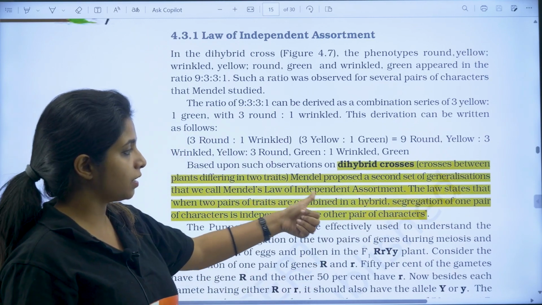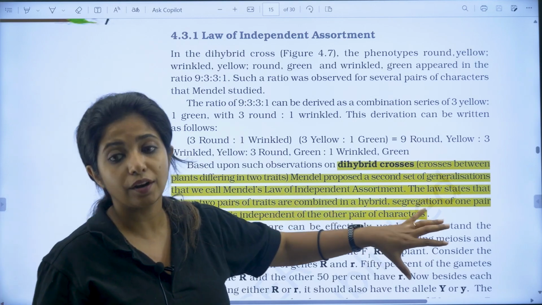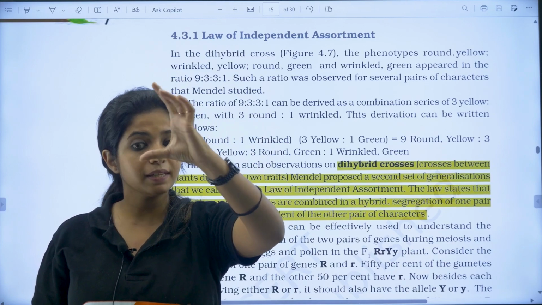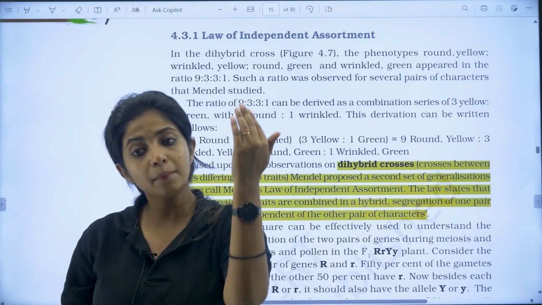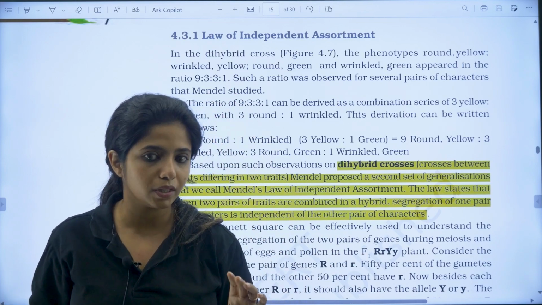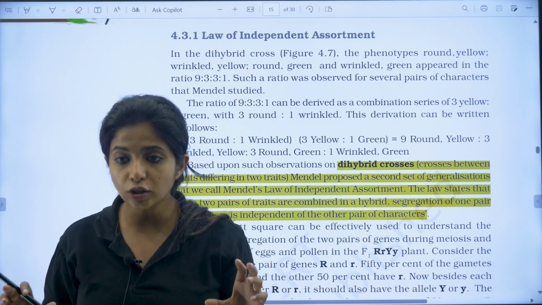When 2 pairs of traits are combined in a hybrid, segregation of one pair of characters is independent of the other pair of characters. For example, round is a character that talks about the shape of the seed. Now it can be round yellow, it can be round green. It is not always saying that round will always be with yellow or round will always be linked with green. It's not like that. Why, children?